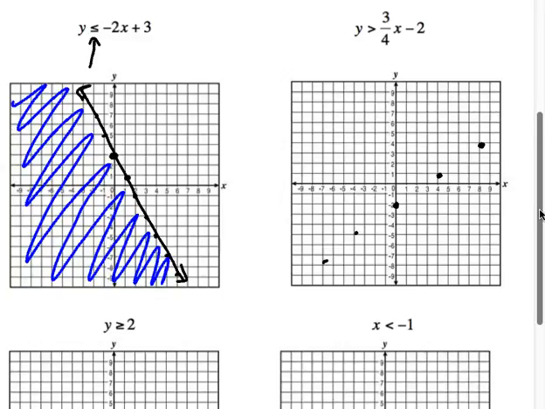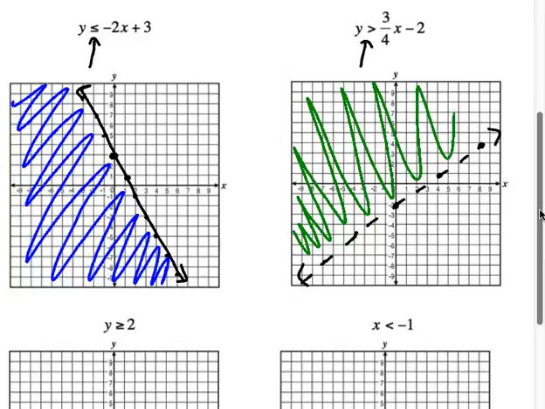And now I look at my inequality again. So that is strictly greater than. Strictly greater than means a dashed line. It does not have the or equal to piece, so you need to make sure that you're using a dashed line. And then I see that it's greater than. Greater than means shading above. So you would shade this region that is above the line.